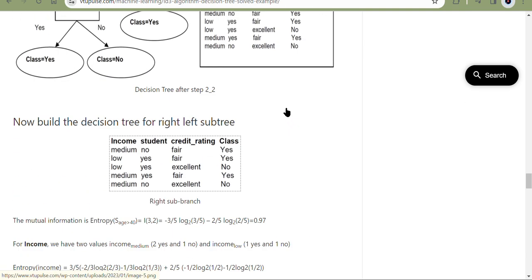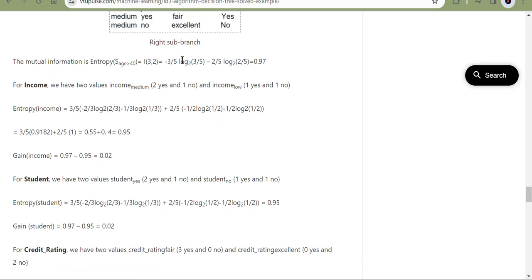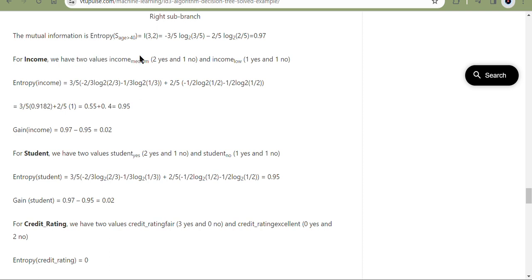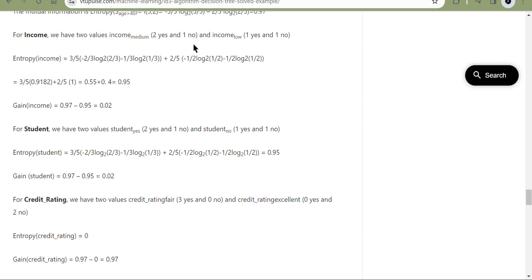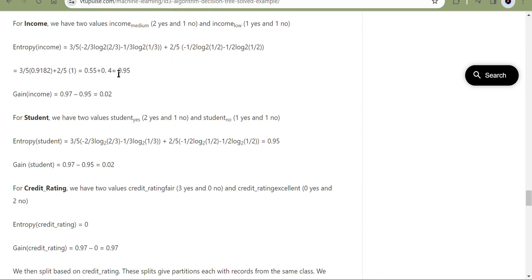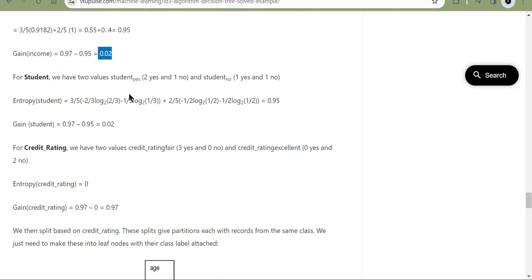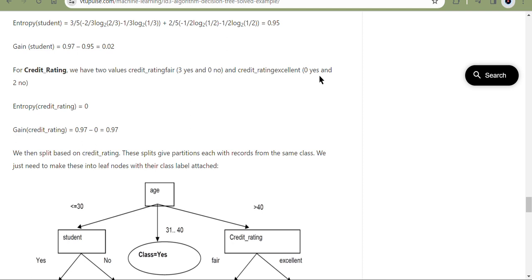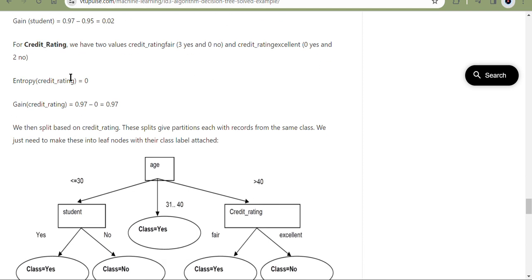This is the right. Now the entropy is 0.97. For income we have two values, yes and no: one yes and one no, two yes and one no. So the entropy will be 0.95 and the gain will be 0.02. For student we have 0.95 entropy and 0.02 gain. For credit rating we have two values: fair has 3 yes and 0 no's, and excellent has 0 yes and 2 no's. Entropy will be 0, gain will be 0.97.